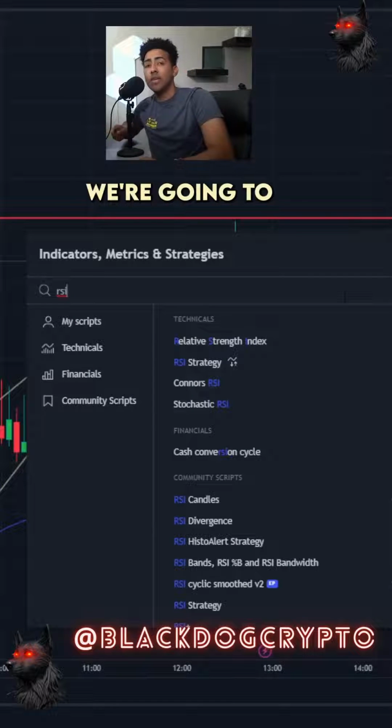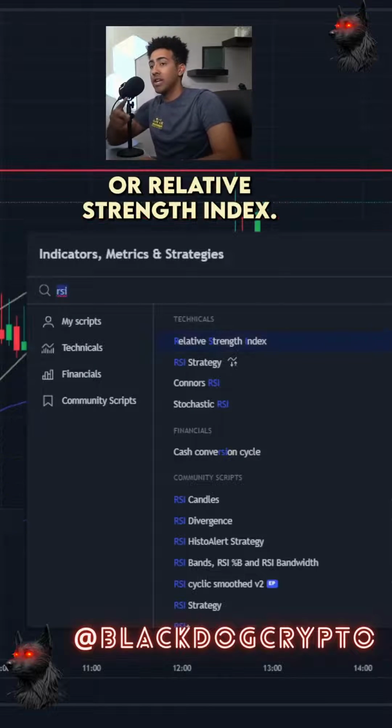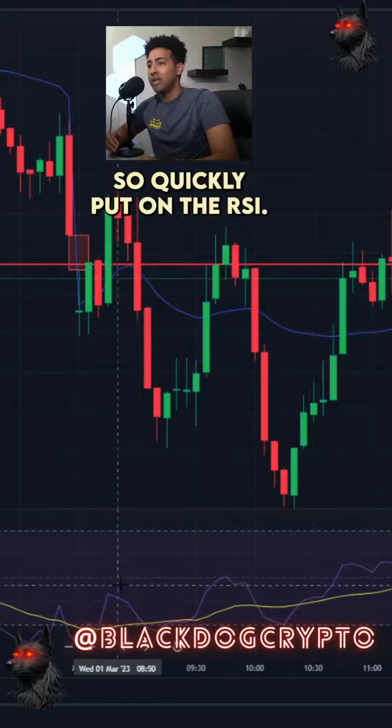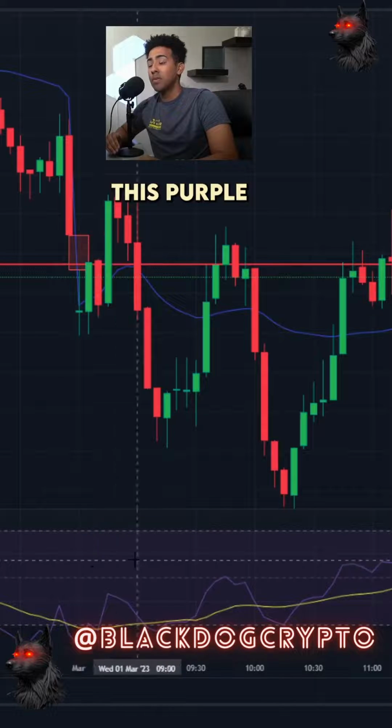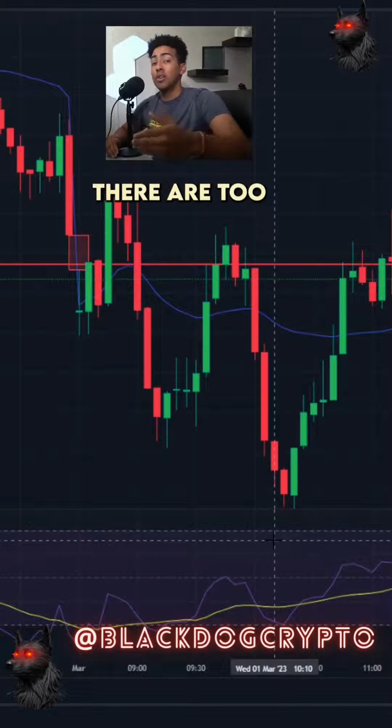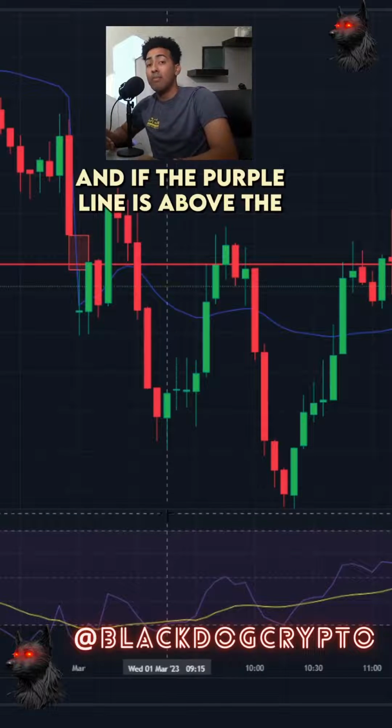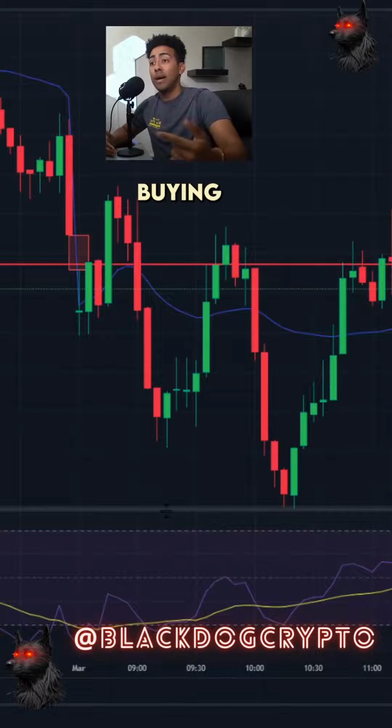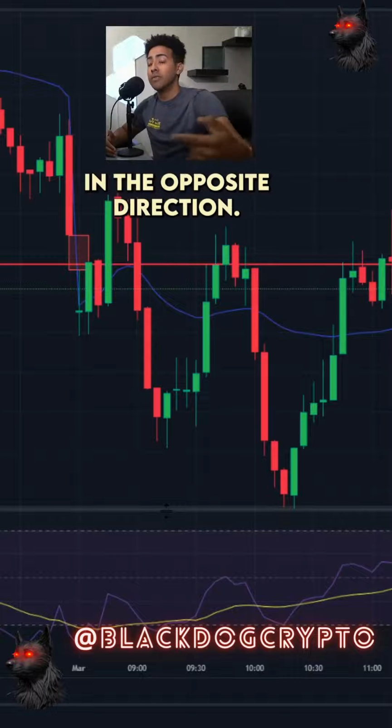The second indicator we're going to add is RSI, or Relative Strength Index. Quickly put, on the RSI, if the purple line is below this purple zone here, it means that it's oversold, which means there are too many people selling. And if the purple line is above the purple zone, that means that there's too many people buying, and the price is most likely going to reverse in the opposite direction.